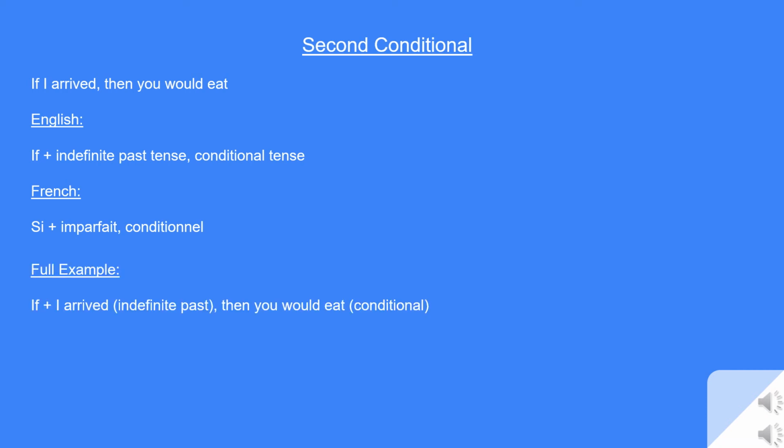Applying it to French, what we get is if I arrived, again in the imperfect, then you would eat. Again, that's conditional. So again, moving that from English to French, we put in the French words si, je, and then arriver, which we will be conjugating into imperfect, imparfait, and then tu, manger, conditional. That gets us to si j'arrivais, again, conjugated in imperfect, tu mangerais, conjugated in the conditional.